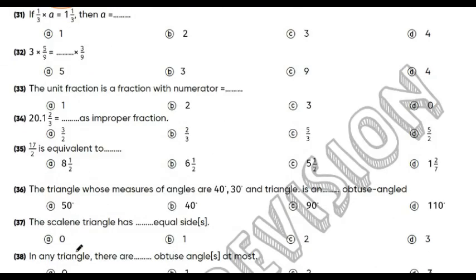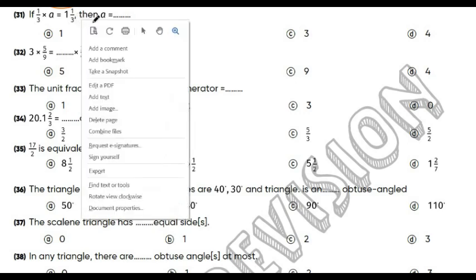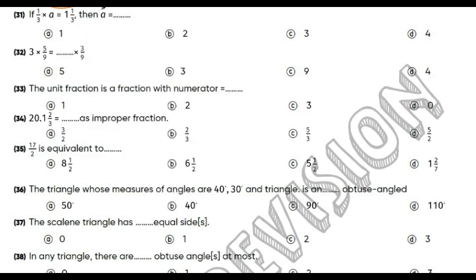Okay, 1 over 3 times a equals 1 and 1 over 3. To solve this, first we have to make it easier. We have to change this one into an improper fraction. 1 and 1 over 3: 1 times 3 equals 3, plus 1 equals 4 over 3. So that's the key for them, to change the mixed number into a fraction.